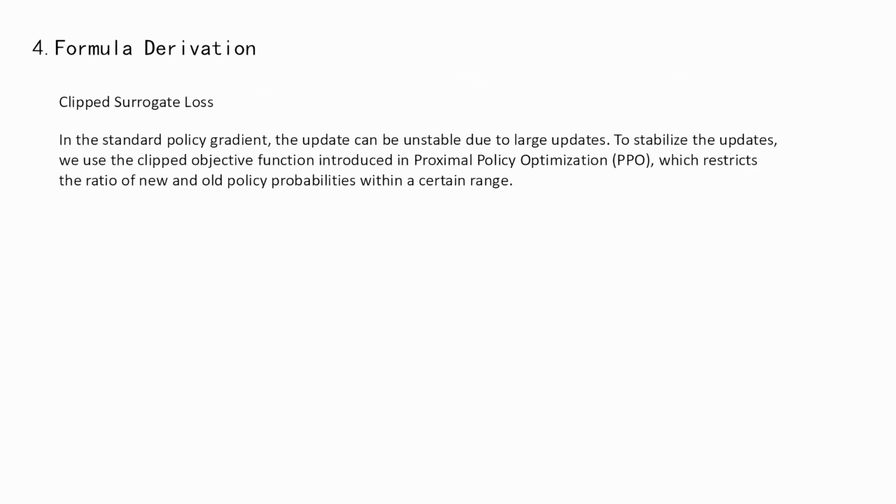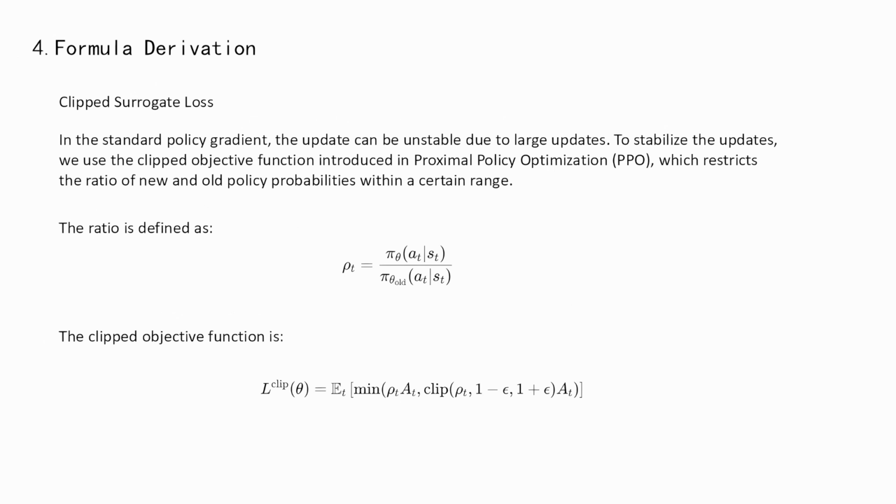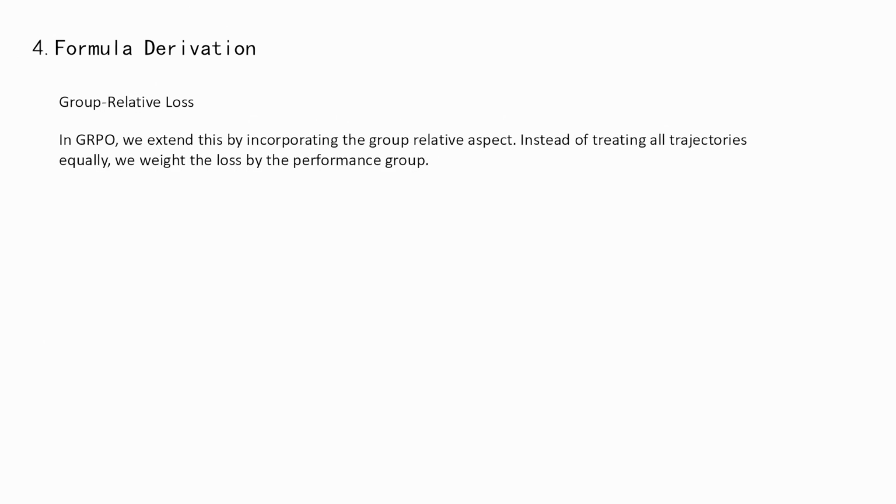Clipped surrogate loss. In the standard policy gradient, the update can be unstable due to large updates. To stabilize the updates, we use the clipped objective function introduced in proximal policy optimization, PPO, which restricts the ratio of new and old policy probabilities within a certain range. The ratio is defined as follows. The clipped objective function is as follows, where epsilon is a small parameter that controls the clipping range, typically 0.1 or 0.2.